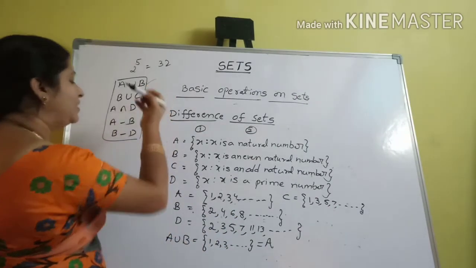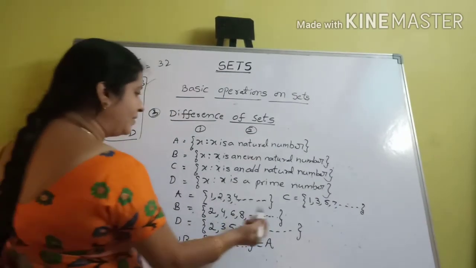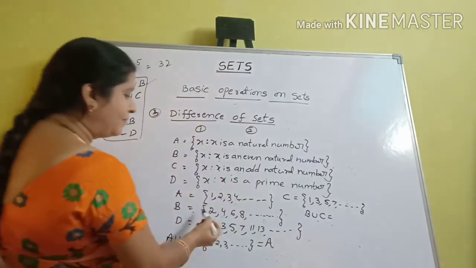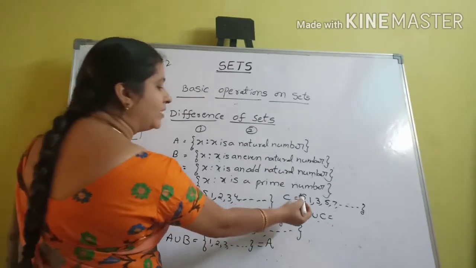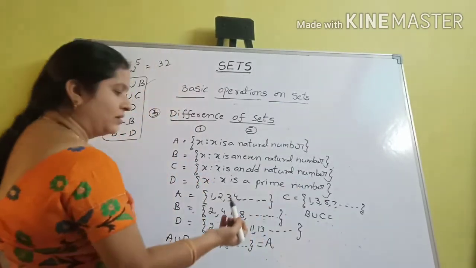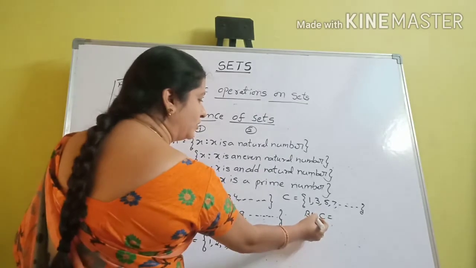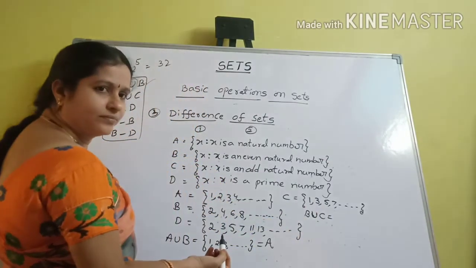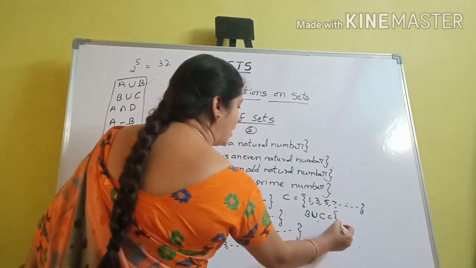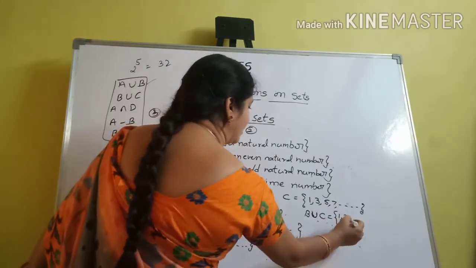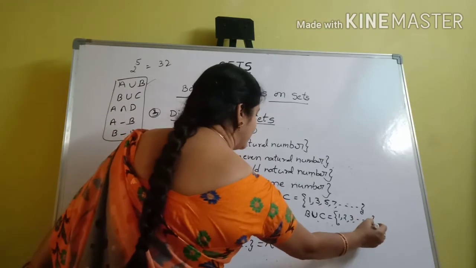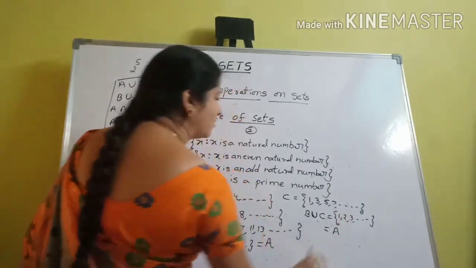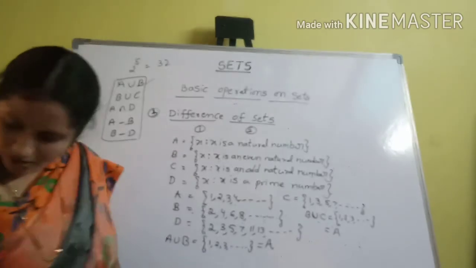The next one, B union C. What are the elements of B? Even numbers. What are the elements of C? Odd numbers. If you join all the elements, union means all the elements in sets B and C. So all the elements means again you get natural numbers. It is also set A. So B union C value is also A.